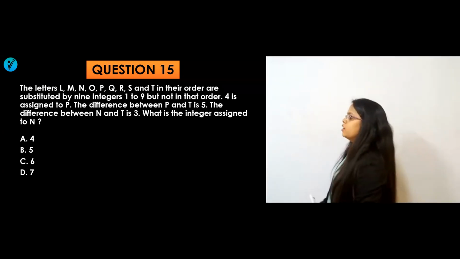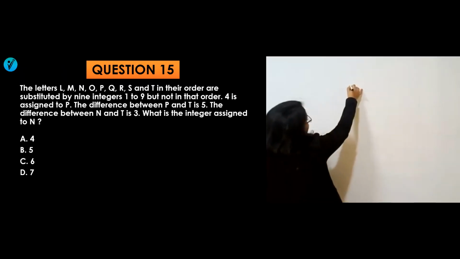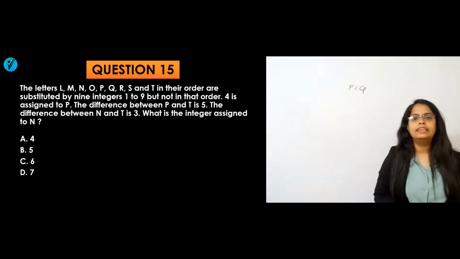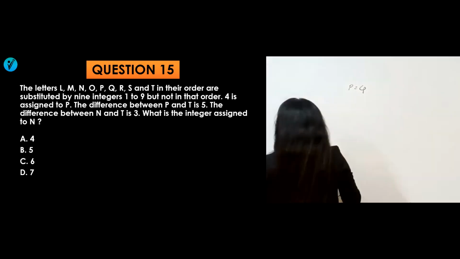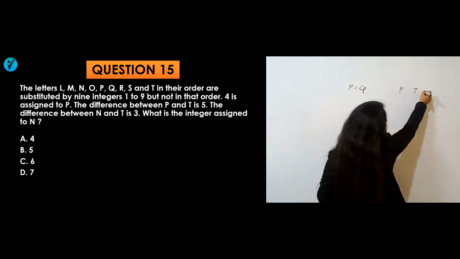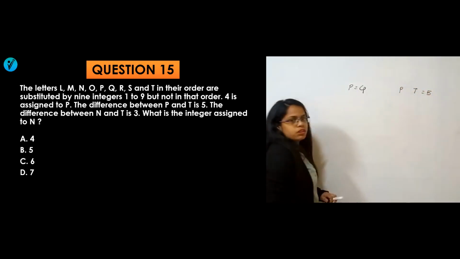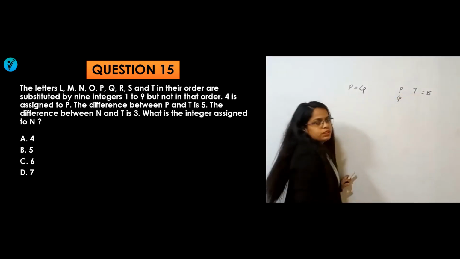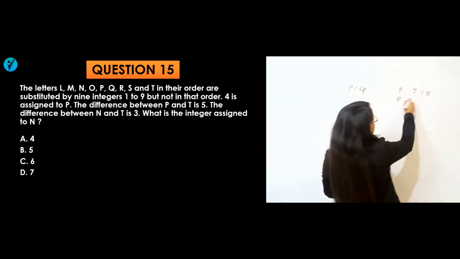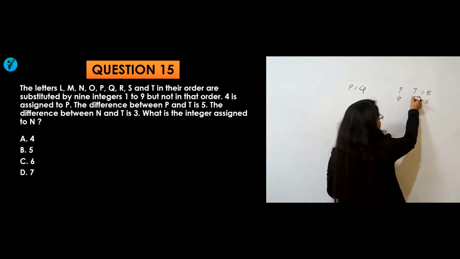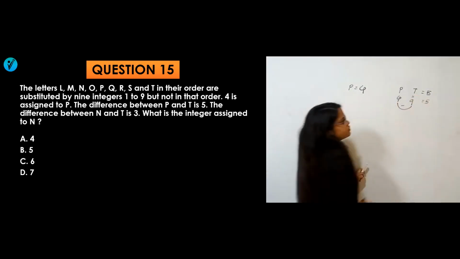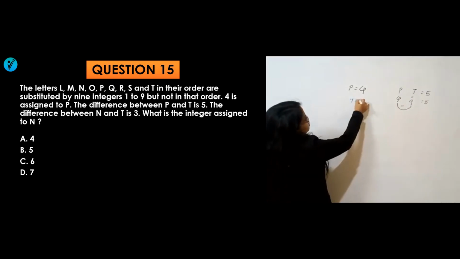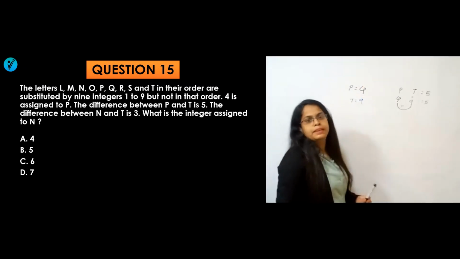They are saying that 4 is assigned to P. That means P got a 4. The difference between P and T is 5. If you find the difference of P and T, it will be equal to 5. Now if I know that P is 4, then T should be what? If this difference is 5, of course T should be 9, so that the difference will be 5. This is completely logical.